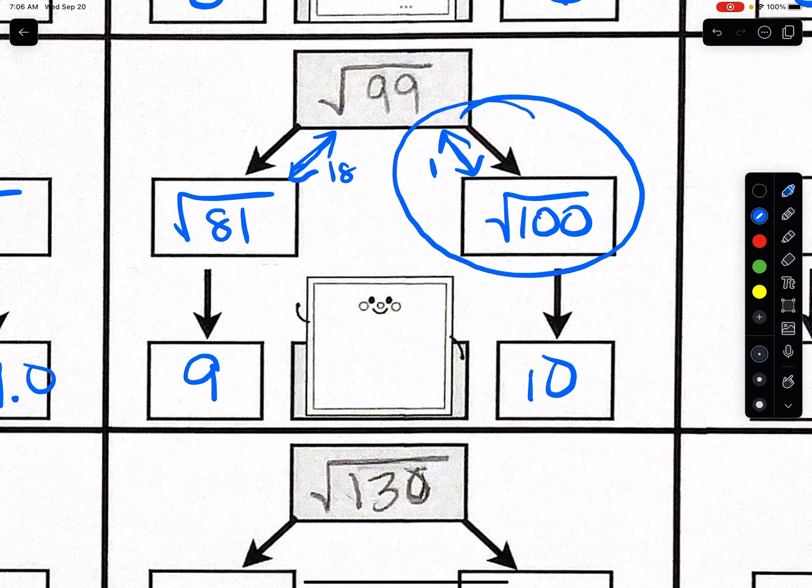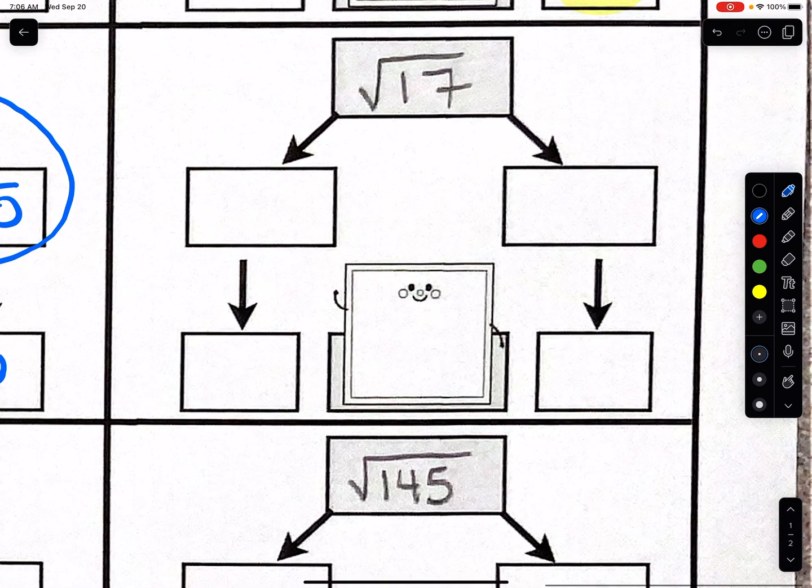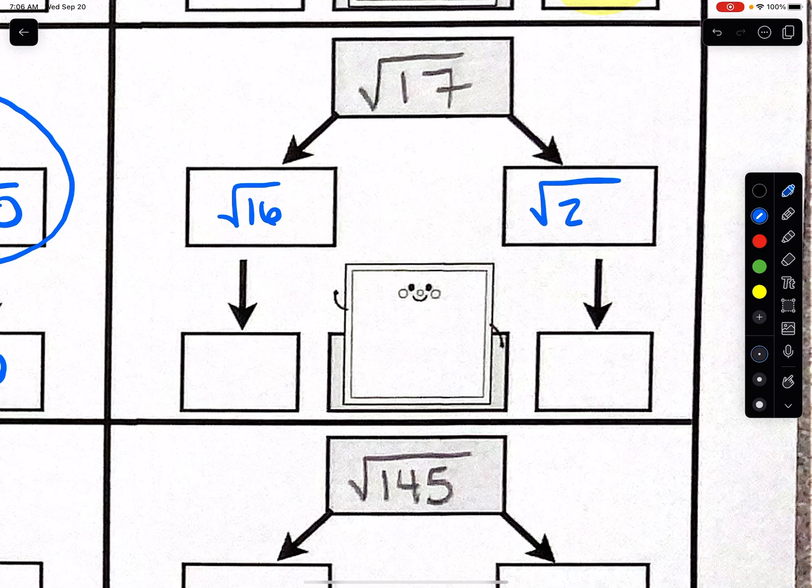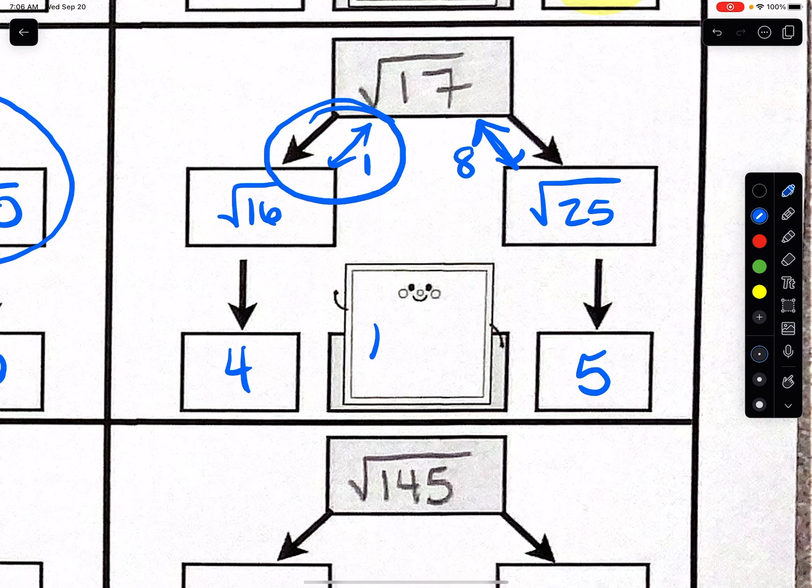Because it hasn't quite made it to 10, it has to be smaller than 10, but just barely smaller than 10. So we'll make it 9.9. Okay, this is going to be between the square root of 16 and the square root of 25, which is 4 and 5. This is a difference of 1 space. This is a difference of 8 spaces. So it is closer to 4, very close to 4, so 4.1.